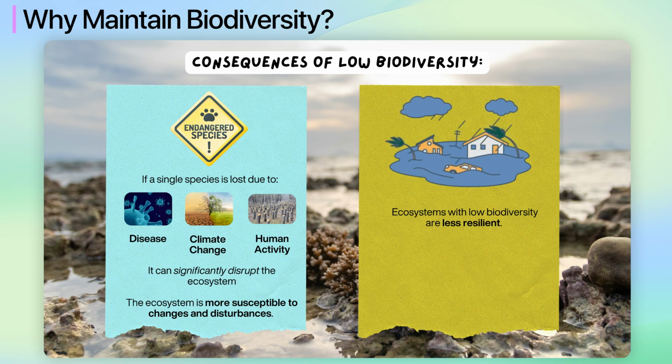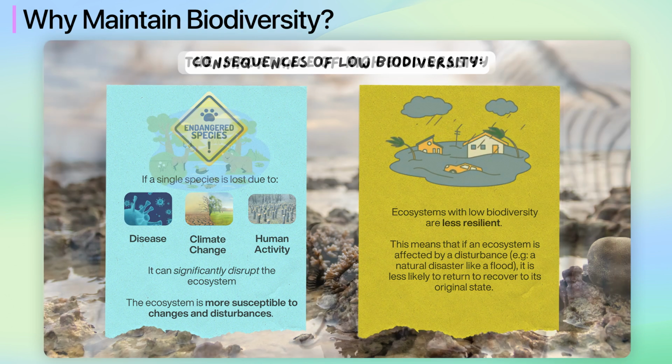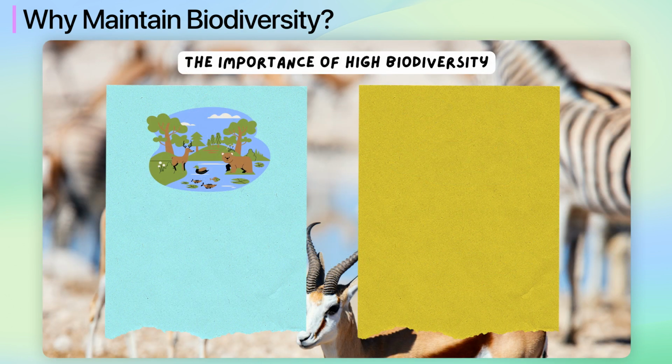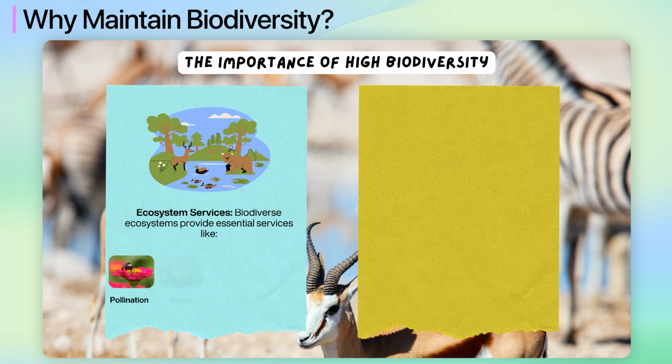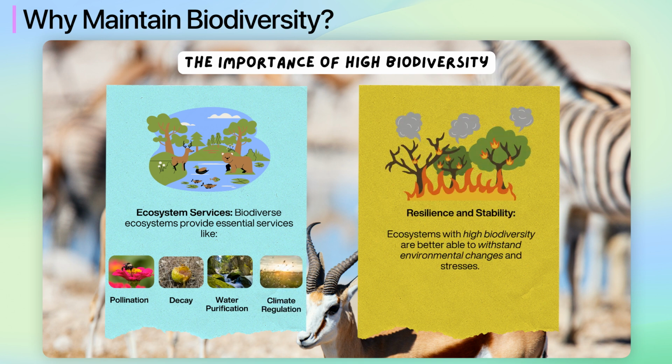This means that if an ecosystem is affected by a disturbance, it's less likely to recover to its original state. High biodiversity is crucial for the regular functioning of ecosystems and offers several benefits. Biodiverse ecosystems provide essential services like pollination, decomposition, water purification, and climate regulation. Ecosystems with high biodiversity are better able to withstand environmental changes and stresses.